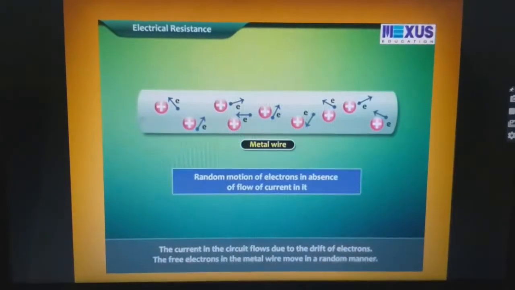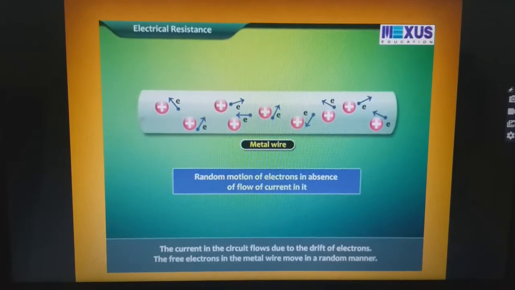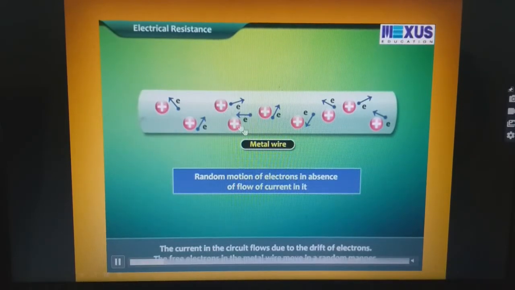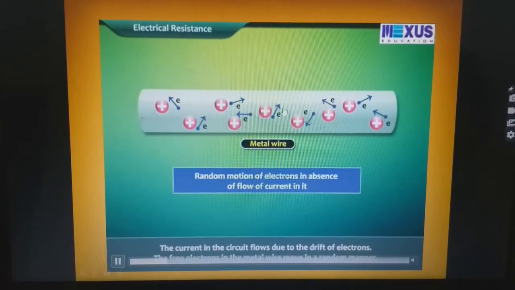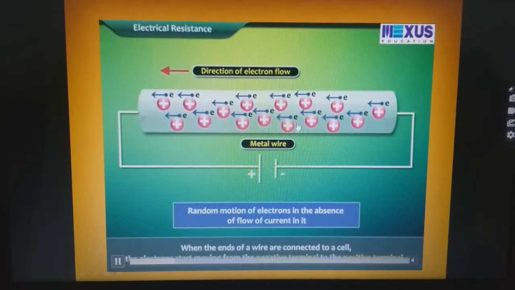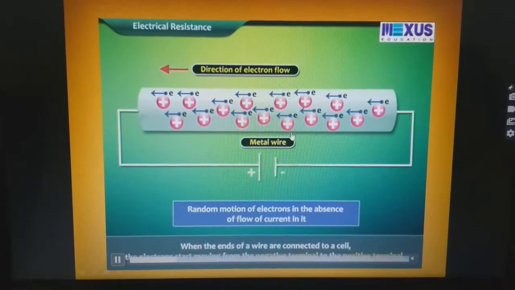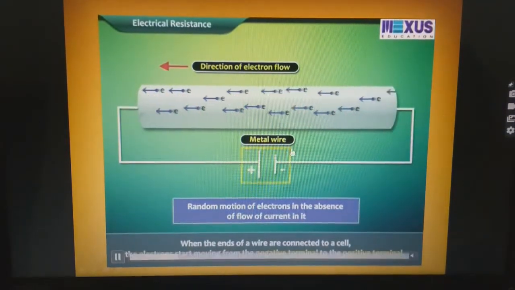Random motion of electrons in absence of electric current. You can see all the charges, electrons and protons, are moving in random directions. This is a metallic wire, and inside it there are a number of charged particles. What happens when the two ends of the conductor are connected to the terminals of the battery?